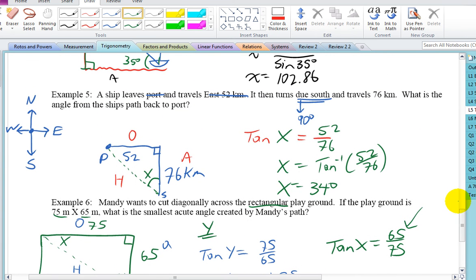Okay. I forgot a sentence here. So the angle to port is 34 degrees. Okay? Something simple and easy. Good.